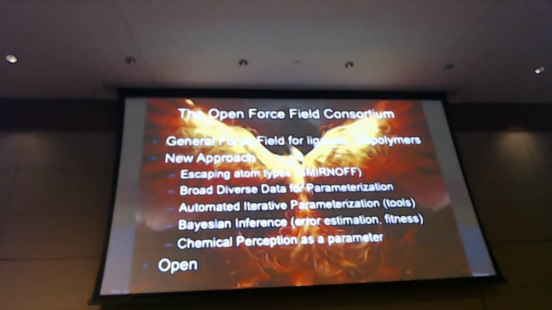So my conclusion slide is with this Open Force Field consortium, we're coming up with a general force field for ligands, biopolymers. And as a new approach, I'd say its pillar is we start with being able to escape atom types completely with this SMIRNOFF representation. We're getting a broad, diverse data set for parameterization. I haven't said anything about this really, but this has a lot to do with our collaboration with NIST. We're going to have automated iterative parameterization with these tools that are using Bayesian inference, as well as just the least squares fitting kind of approach with ForceBalance. And very excitingly, we're going to be treating chemical perception as a parameter. And it is open.